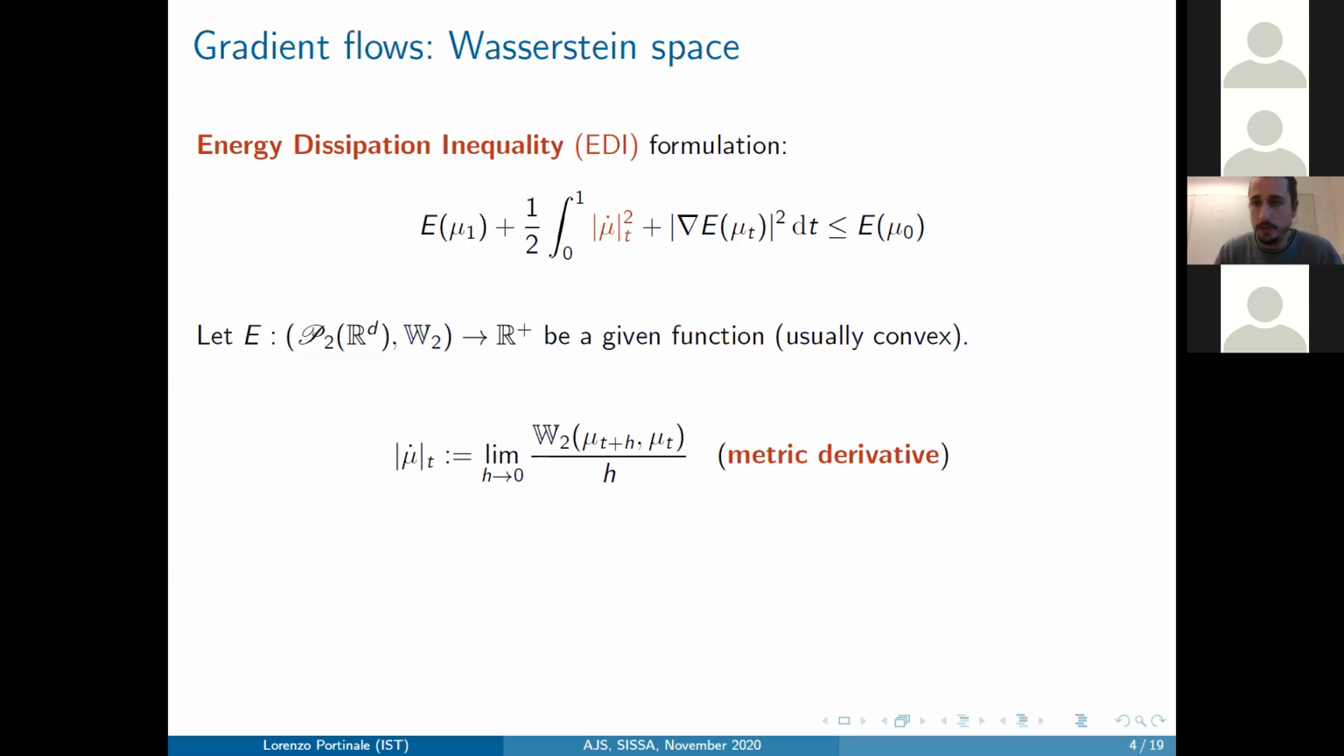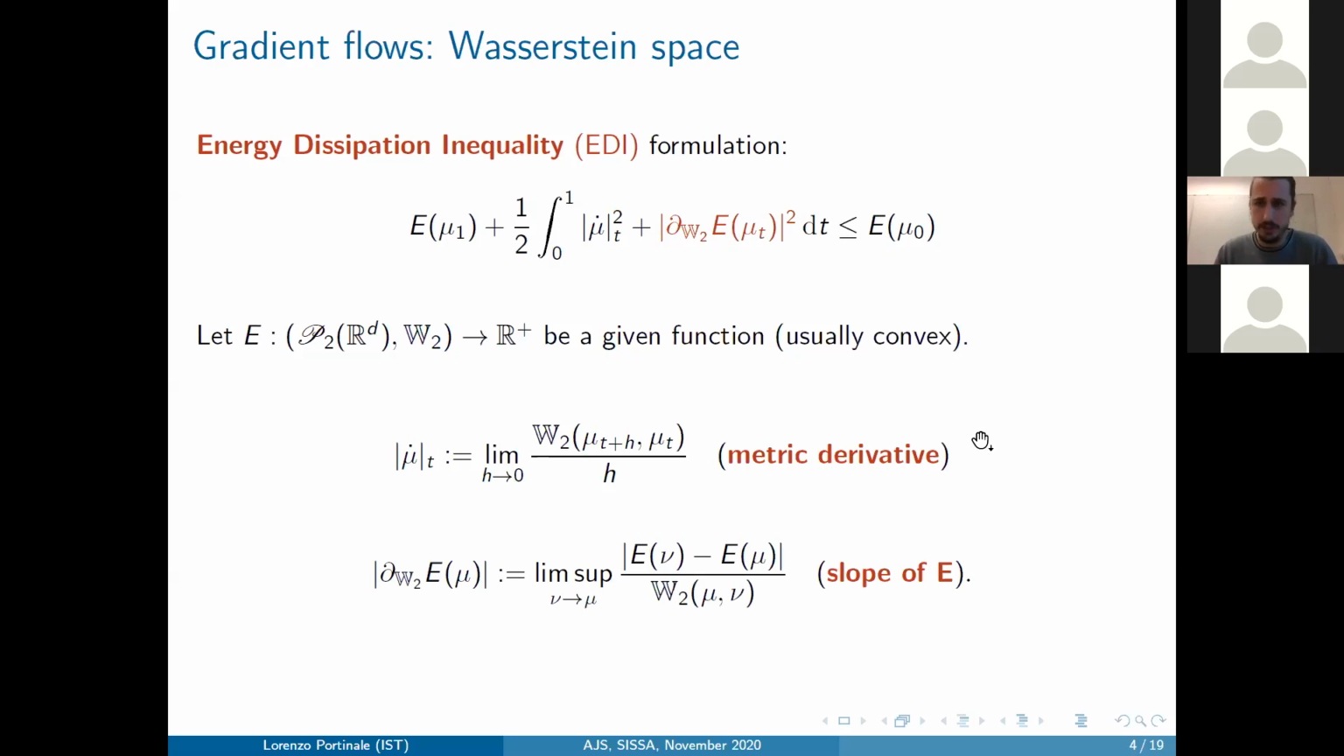The same thing can happen also for the gradient. We don't really give a notion to the gradient in the point-wise sense, but the modulus of the gradient can be defined. I will change notation just to remember it is not exactly a gradient, and this is called the slope of a functional E. And the slope is defined in a similar way as you do in Euclidean space. You take the difference of the energy between nu and mu, you divide by the distance as you usually do in R^d, and you take the lim sup as nu goes to mu. Here you take the lim sup because the existence of the limit is more tricky than for the metric derivative.